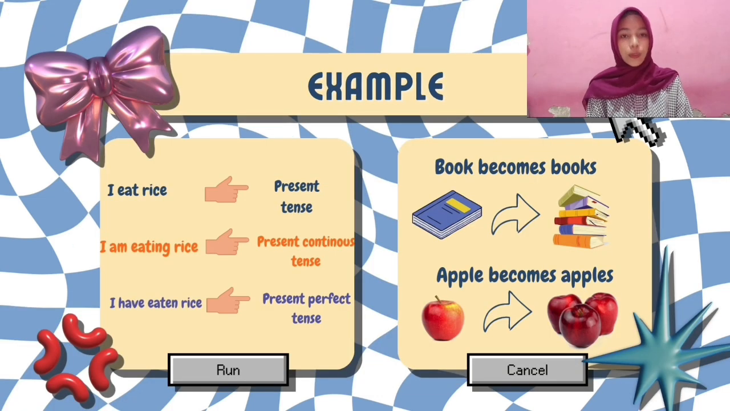For example, we can usually say "I eat rice" before we can say "I'm eating rice" or "I have eaten rice." Or for instance, we find it easier to learn plural first, like book becomes books and apple becomes apples. After that, we learn when to use a or the. Why? Because our brain naturally learns simple things first, then complex ones.